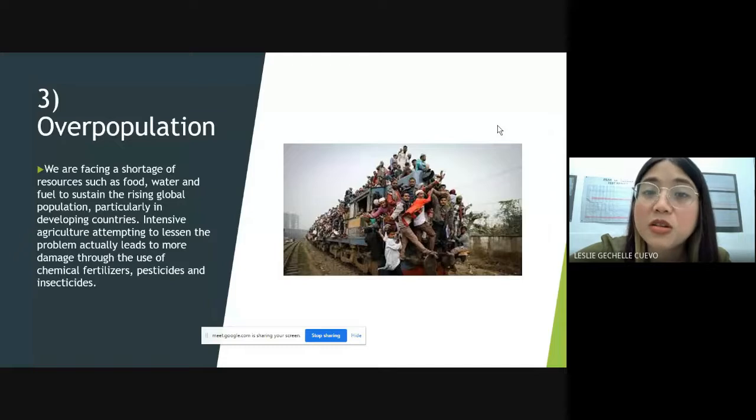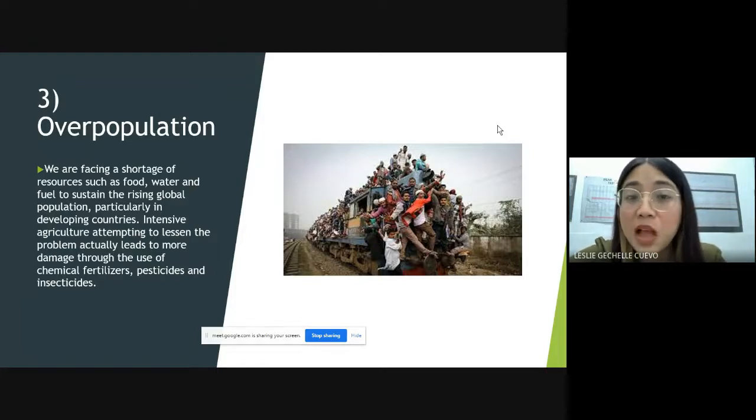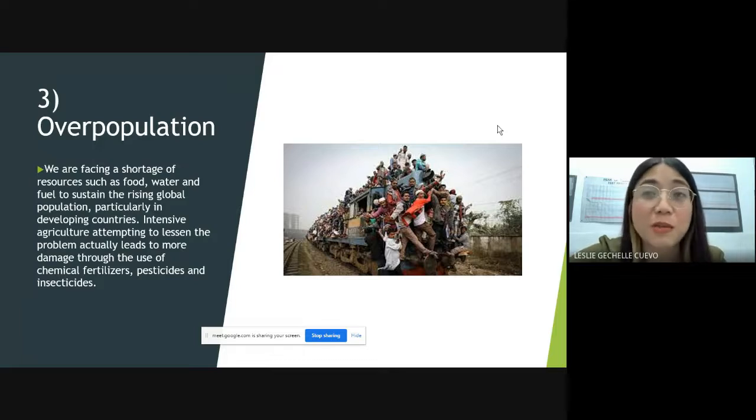Then overpopulation. So we are facing a shortage of resources such as food, water, and fuel to sustain the rising global population. Kasi pag mas madaming tao, mas madaming gumagamit ng resources, mas madaming umiinom ng tubig, mas madaming kumakain, so on. Particularly in developing countries like our country.